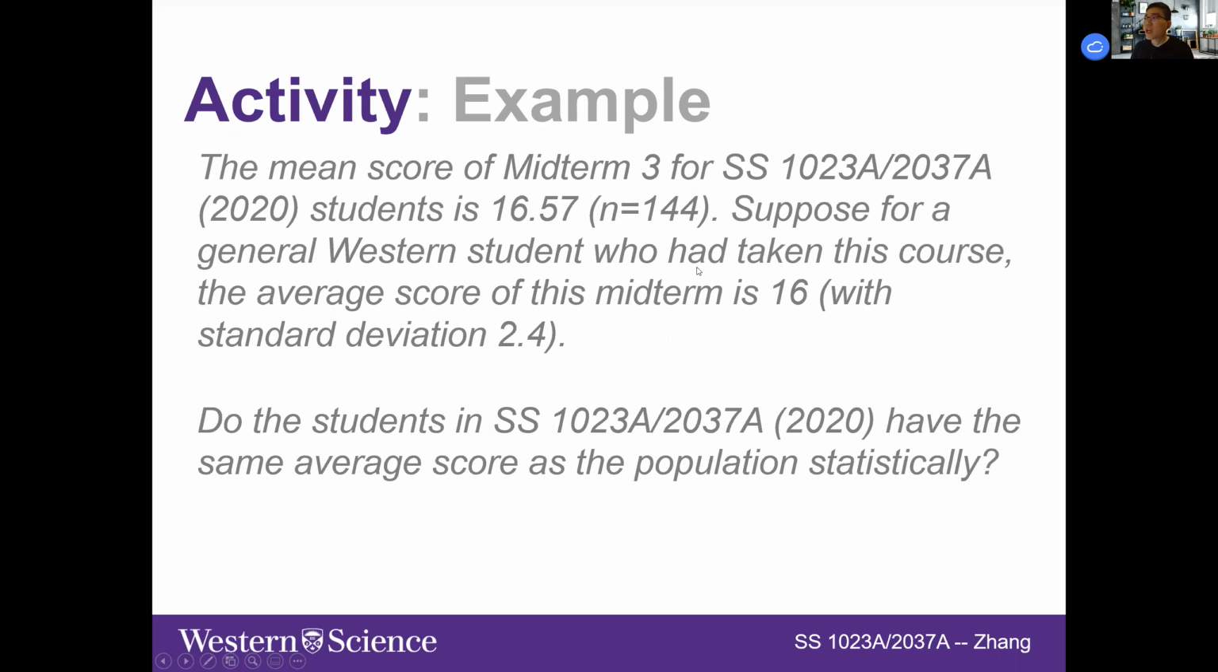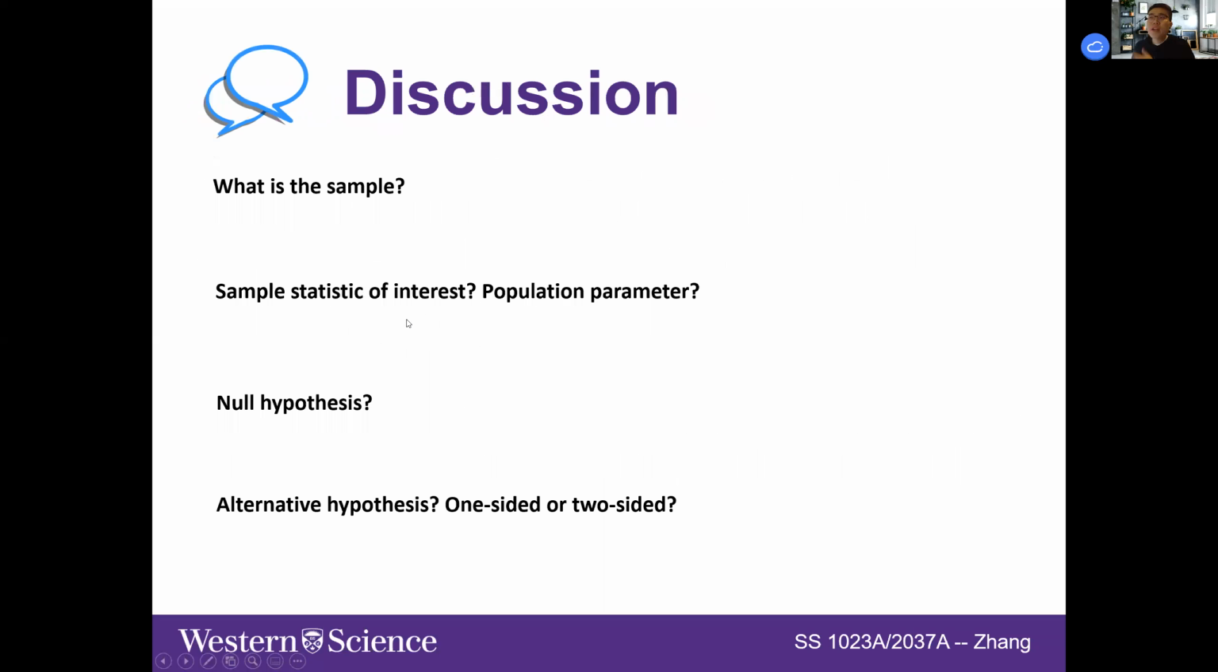Basically the population here means the general students who have already taken this course before, and of course including you, because I'm considering you as a sample of this general population. So the task for this discussion is to figure out what the sample is in this example, and accordingly what the sample statistic and the population parameter are that we're looking at. Then based on this information, figure out what the null hypothesis and the alternative hypothesis are, and also whether it's one-sided or two-sided.